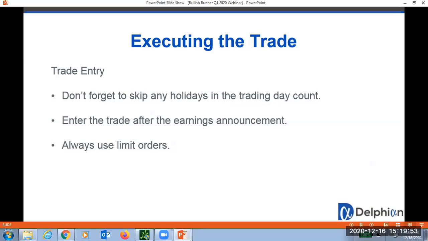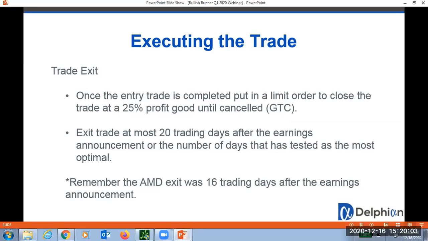Like Josh mentioned earlier, for trade entry, don't forget to skip the holidays in your trading day count. Enter the day after the earnings announcement, and again, always use those limit orders. You're going to exit the trade at 25% profit, and once I get filled on my entry, I always put my 25% profit order in my account, and I just go ahead and put it in GTC.